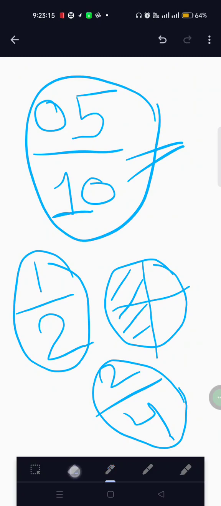Now if we remove the shading from one part, and only one part remains shaded, how will it be represented? It will be represented by 1 out of 4. So it will also be a fraction form. So these are the fraction forms. Now I hope that you have understood this.